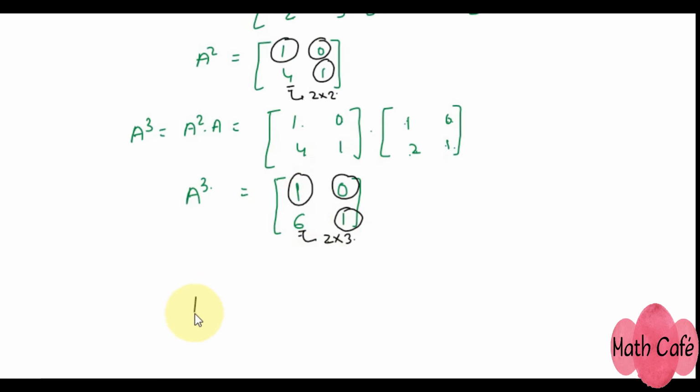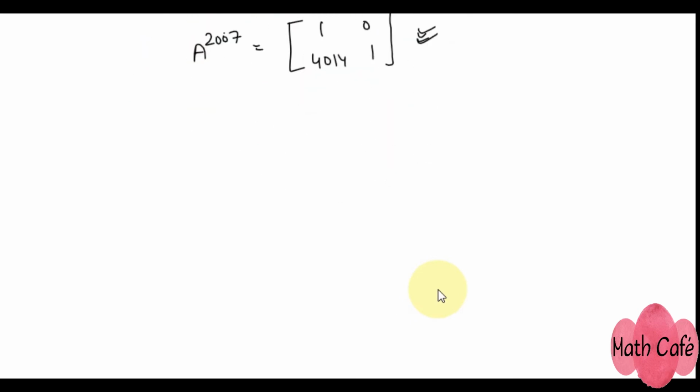So we can find that in A power 2007, these three elements will be common, and this element will be multiplied by 2007, that is 4014. Alright, so we can find A power 2007 by the second method also. Hope you understand this method. Alright, so let's proceed with another example.